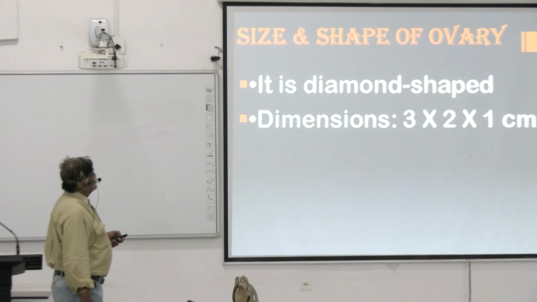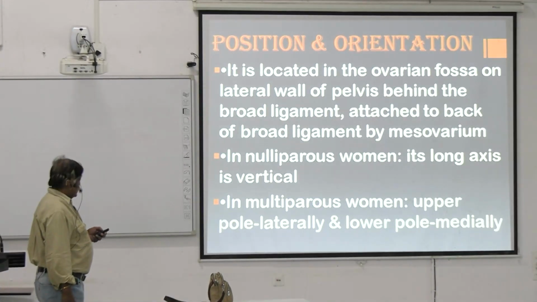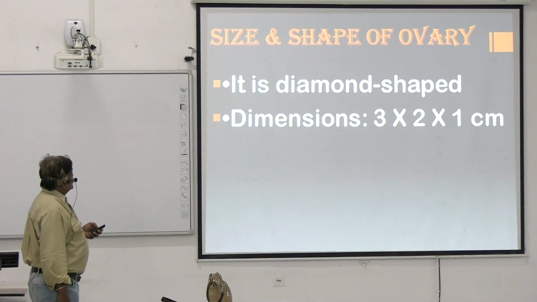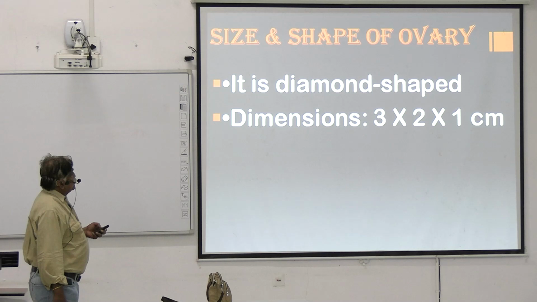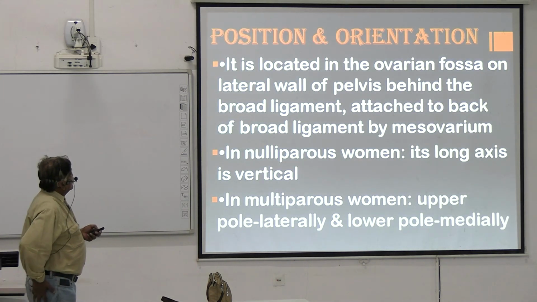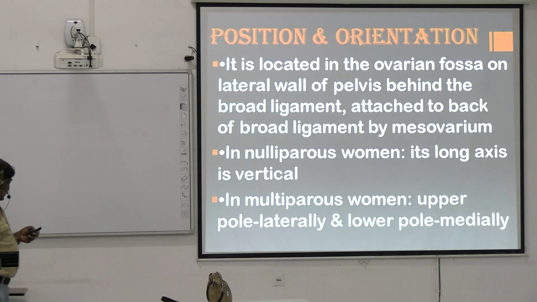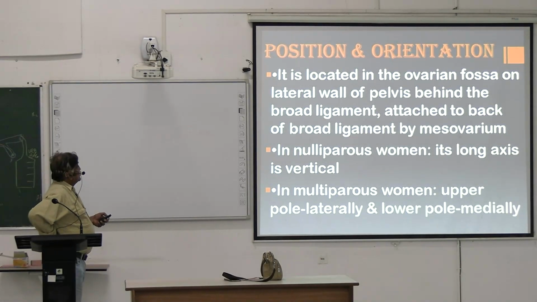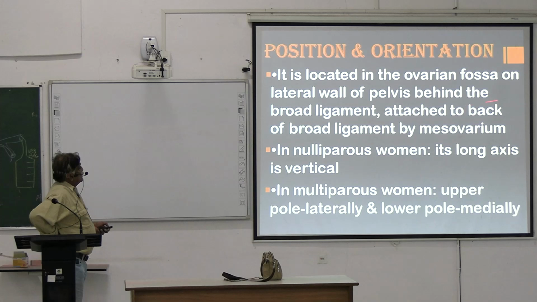Now size and shape of the ovary: it is diamond shaped, dimension 3 into 2 into 1 centimeters. Position and orientation: it is located in the ovarian fossa on the lateral wall of the pelvis behind the broad ligament, attached to the back of the broad ligament by the mesovarium. In a nulliparous woman, its long axis is vertical. In a multiparous woman, the upper pole is lateral and the lower pole medial.